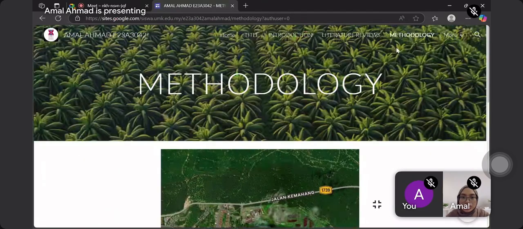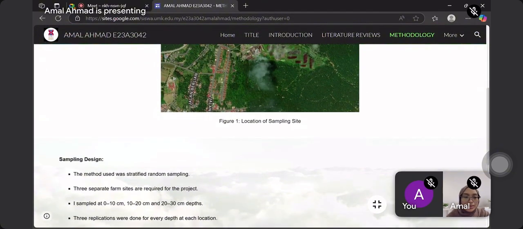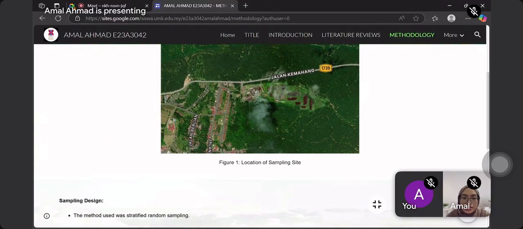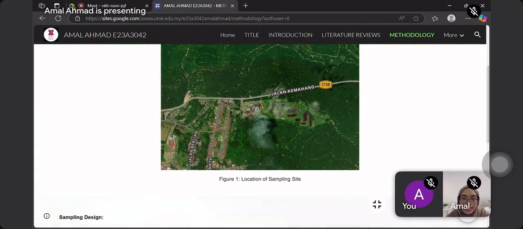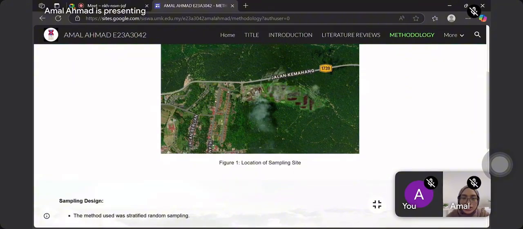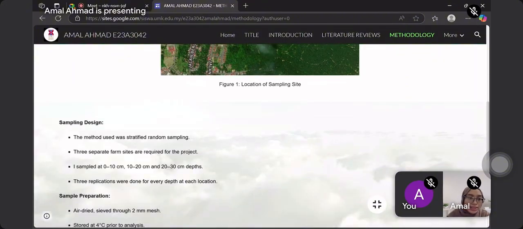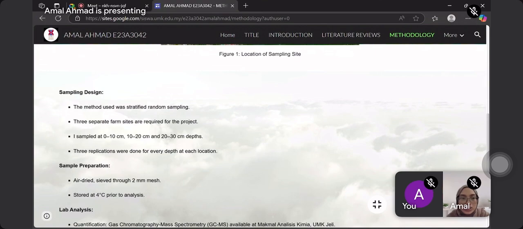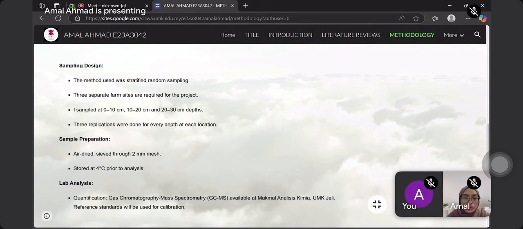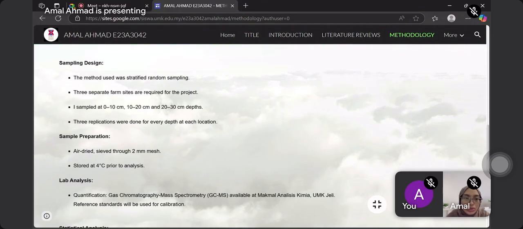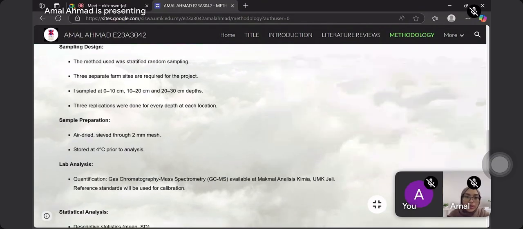And methodology is sampling design. This is figure 1, location of sampling site. Here is at Jalan Kemahang. Sampling design: the method used was stratified random sampling. Three separate farm sites are required for the project. I sample at 0 to 10 cm, 10 to 20 cm, and 20 to 30 cm depth. Three replications were done for every depth at each location.